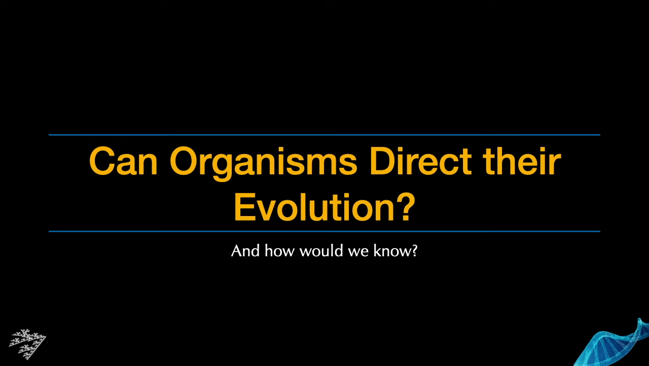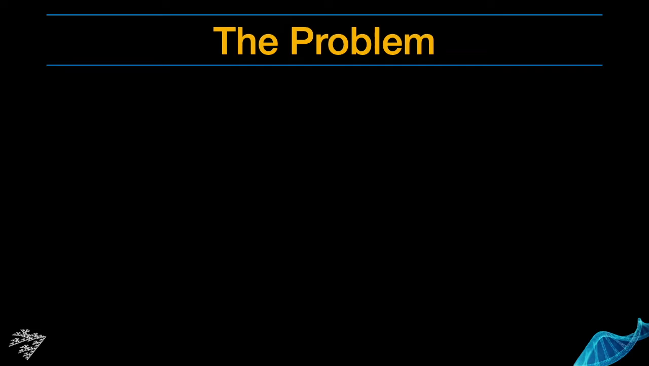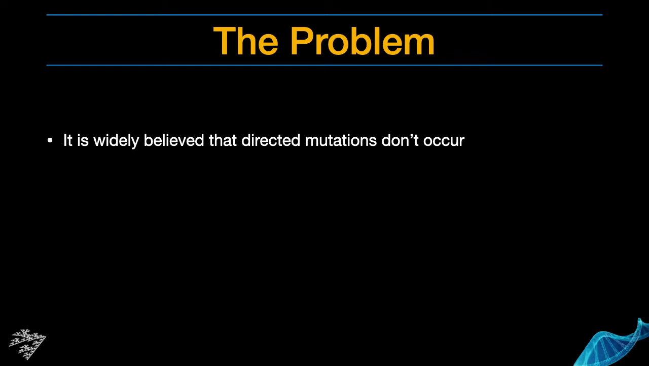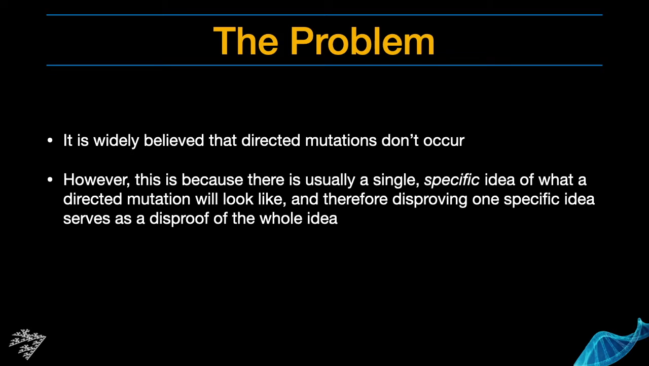So the paper is about whether or not organisms direct their evolution, and more importantly, how would we know? The problem is that it's widely believed by many that directed mutations don't occur. And there's a lot of reasons for this. There was a lot of hoo-ha about directed mutations in the 80s and the early 90s that kind of fizzled and faded away. But overall, the reason why it's believed that they don't occur is because most investigators have a single specific idea of what a directed mutation will look like. And therefore, when you disprove that one specific idea, to everyone else, that serves as a disproof of the whole concept of directed mutation.